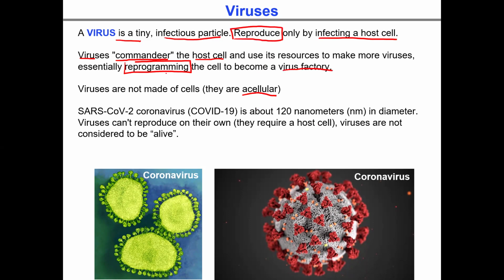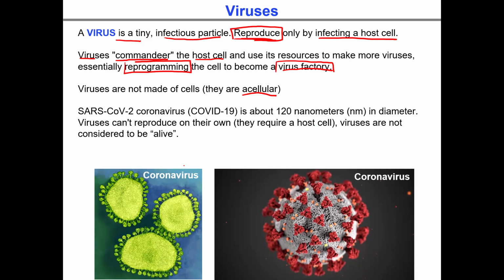What that basically means is it's going to infect the cell, inject a lot of its information into this host cell, and then utilize a lot of the cell's resources in order to produce a lot more of those viruses. So that's how it's going to reproduce.